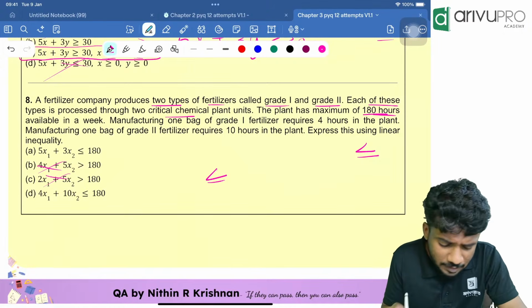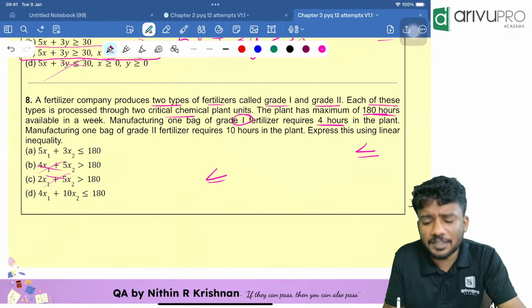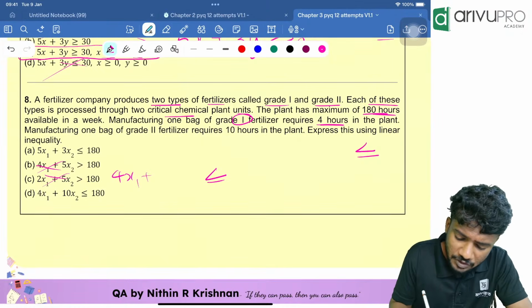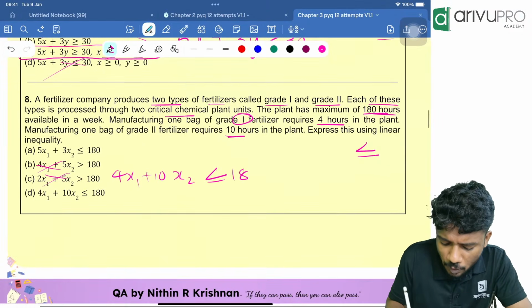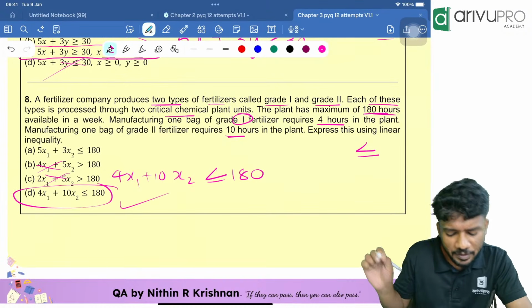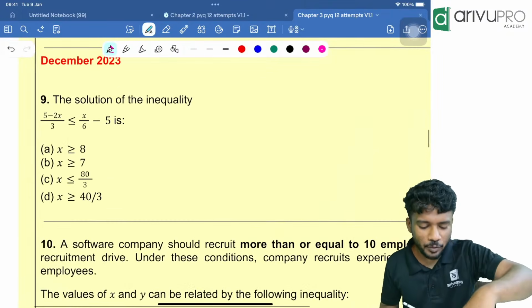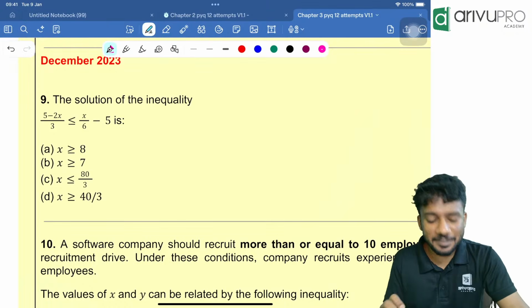So the plant one has this much, then manufacturing of grade 1 fertilizer requires 4 hours. That means 4 into x1 plus, and the second one requires how much now? 10 into x2 is less than or equal to what? 180. Option D is your answer. Got the point? Yes. Very direct question, very easy to solve. It's a direct solution based question, people.